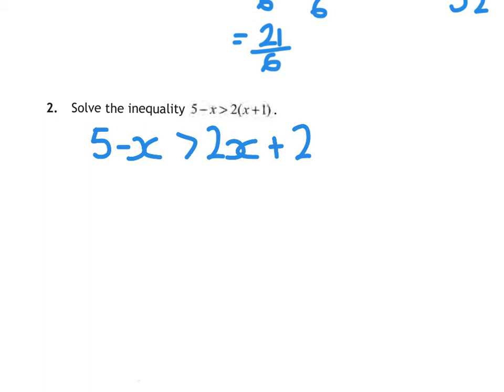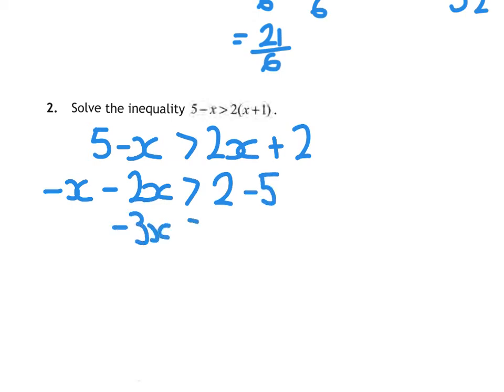So if I was keeping my letters left, I would have minus x, 2x would come over and become negative, is greater than, 2 is already there, 5 would become minus 5. So I would end up with minus 3x is greater than minus 3. Now, minus 3 divided by minus 3 is just 1. The negatives will cancel out. But because you've divided by negative 3, you have to flip that arrow. So x is less than 1.